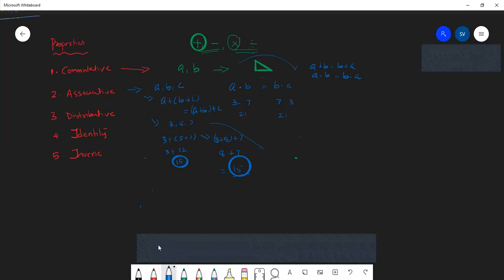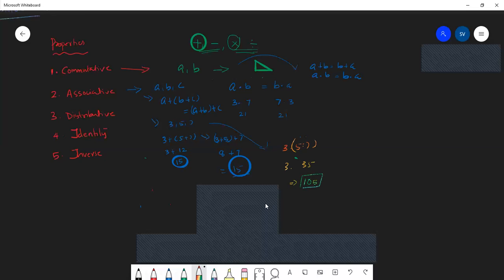For example, for multiplication, we can choose a different color. For multiplication, the same numbers, 3 times (5 times 7). 5 times 7 is 35. Okay, 3 times 35. 5 times 3 is 15. Remainder is 1. 3 times 3 is 9. 9 plus 1 is 10. So 105. So 105 is the product.